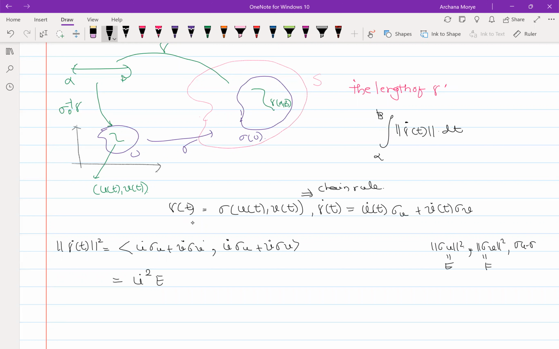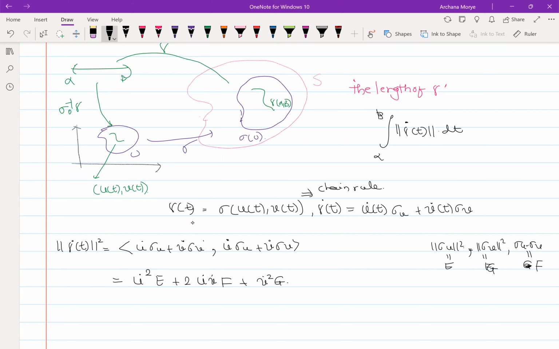And then what is this? Sigma u dot sigma v, we denote it by F. And this one by G. So we'll just use this notation. So this is gamma dot squared equals E u dot squared. Is this correct? EFG, yeah. Then you will get plus 2 times u dot v dot times F, plus v dot squared times G. Okay, so this is our gamma dot squared.